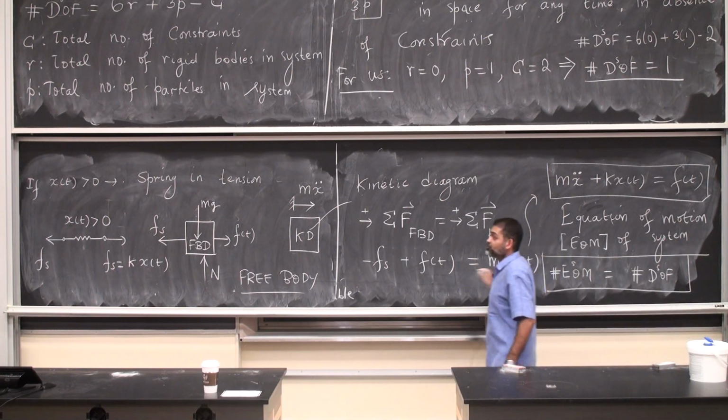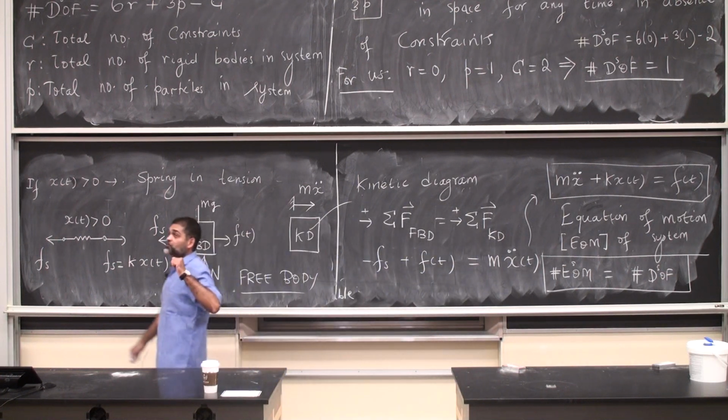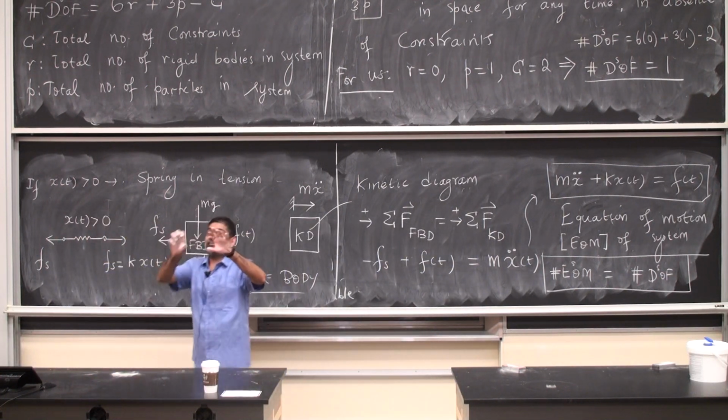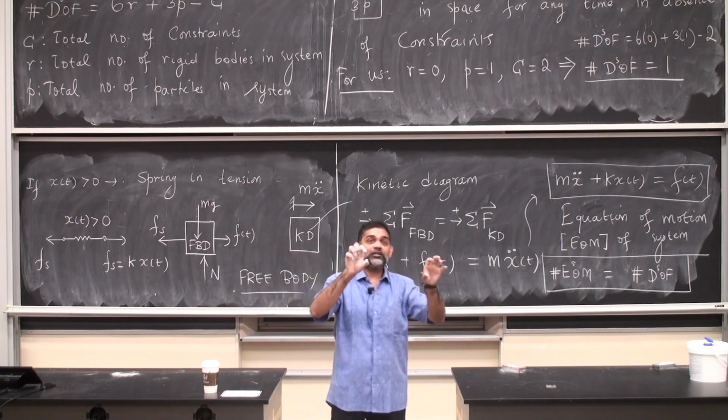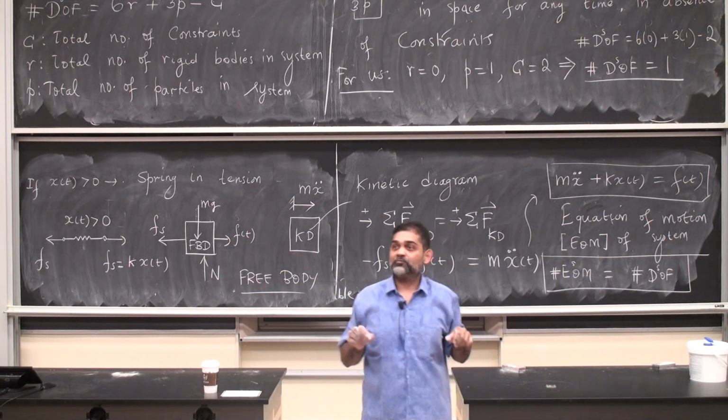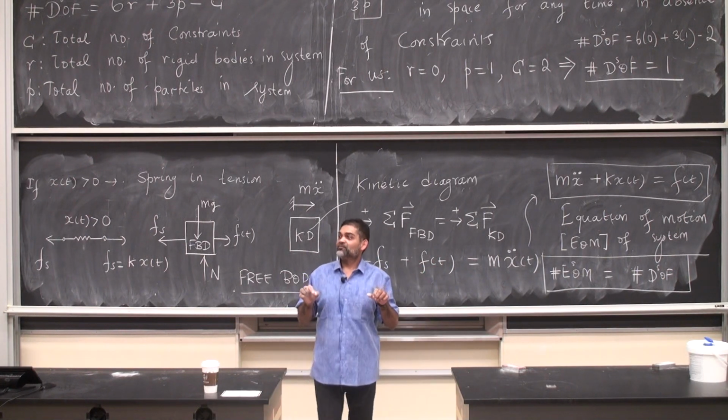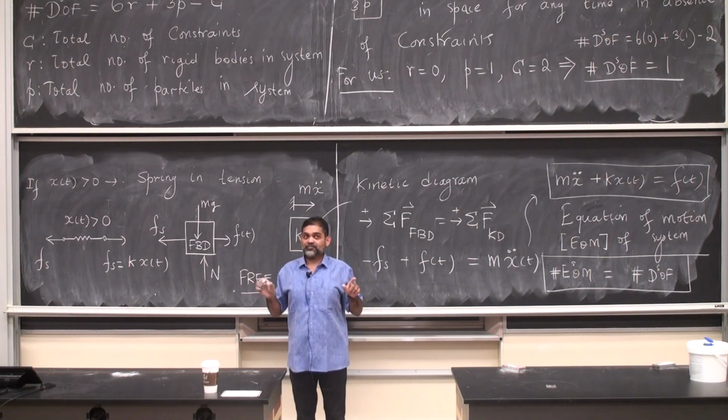So if I have 1 degree of freedom, which is x of t, I end up with 1 equation of motion. I take two masses, connect them by a spring, they can move independent of each other. That's going to give me two differential equations of motion, because I have 2 degrees of freedom, which is what I'm going to be doing in the next class.